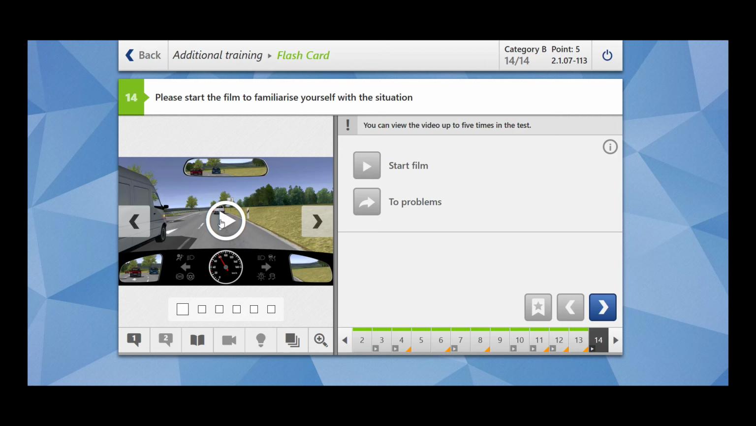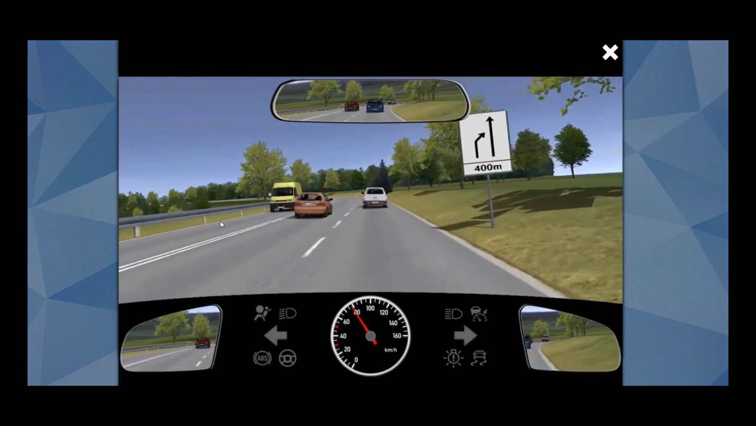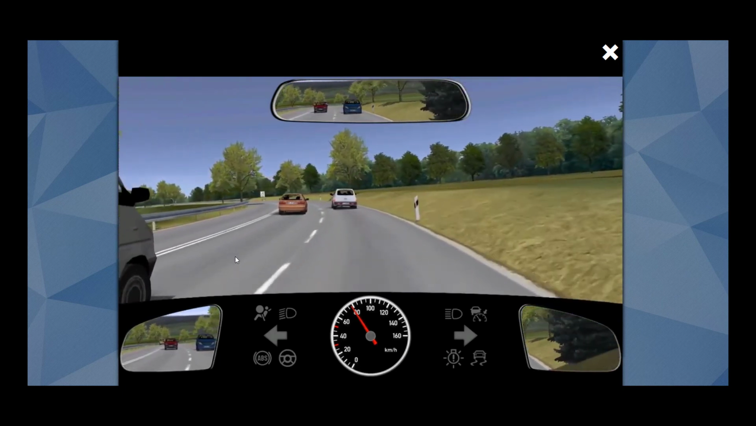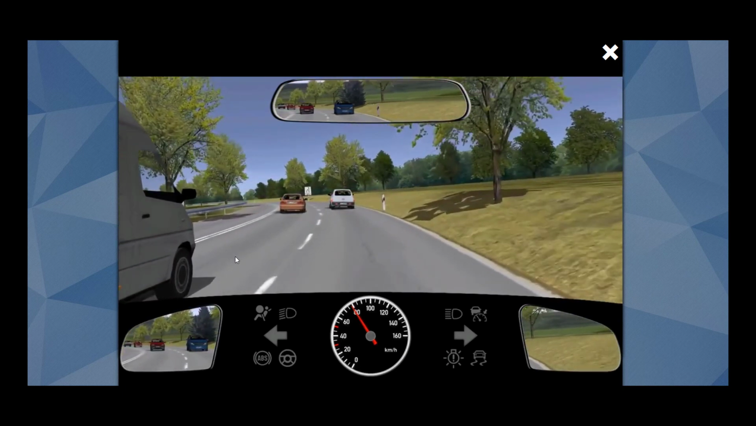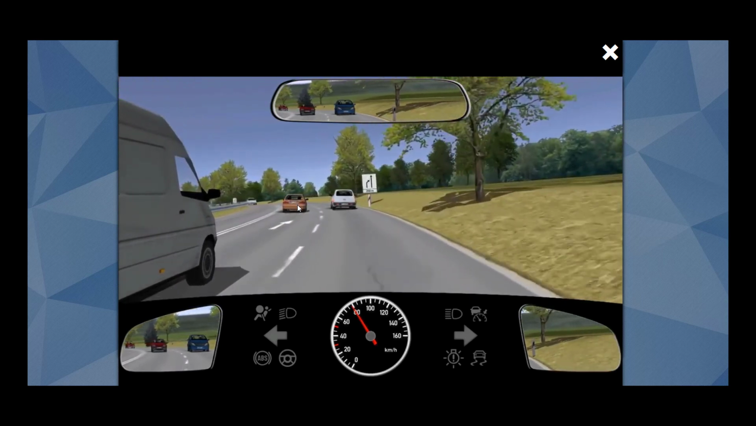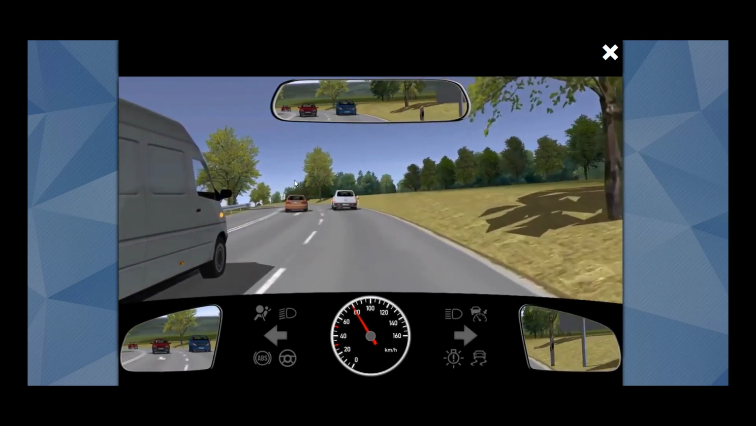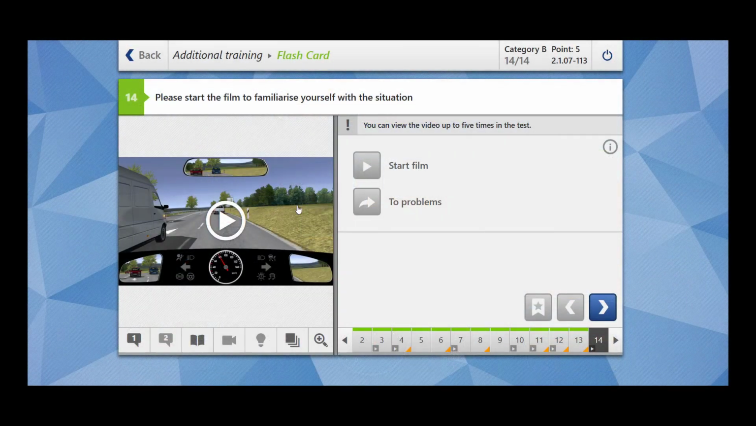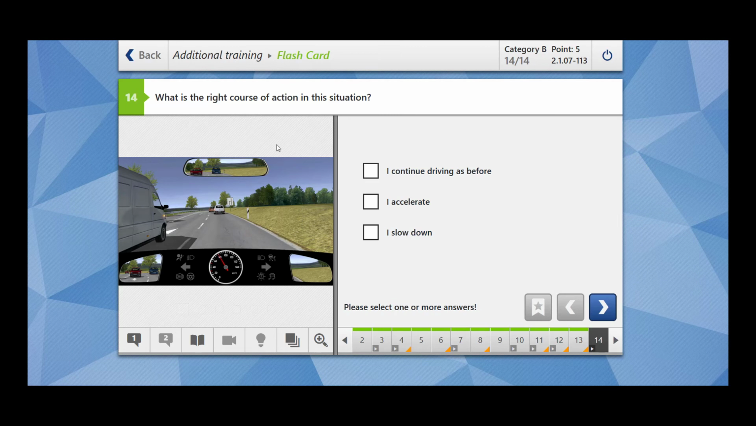Let's play it once again. So at a distance of 400 meters, this left hand lane is about to end. If you notice, this vehicle has given the indicator, this car has given the indicator and it has merged in and now this vehicle wants to merge in. What's the right course of action in this situation?